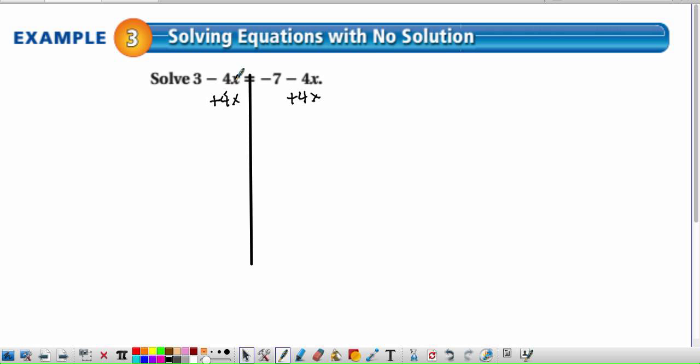Negative 4x plus 4x is 0, and that leaves me with a 3. I'm going to bring my equal sign down. Negative 4x plus 4x is also 0, or cancels out, however you want to say it, and that leaves me with negative 7. Now we know that 3 is not equal to negative 7. That is not a true statement, so our answer would be no solution.